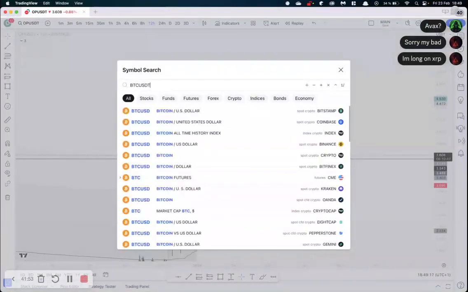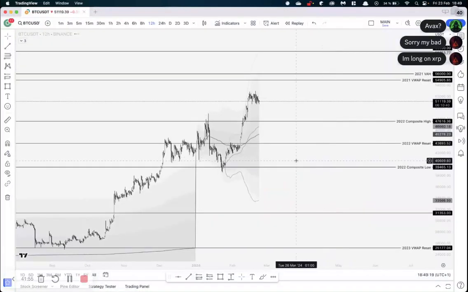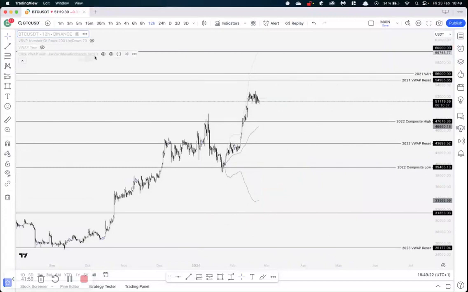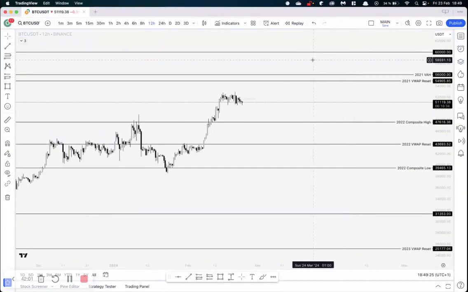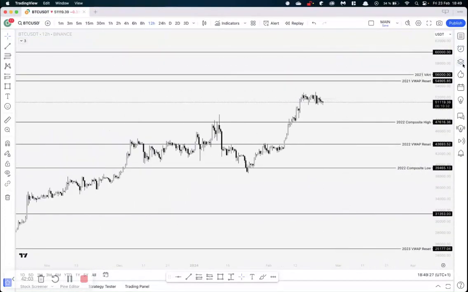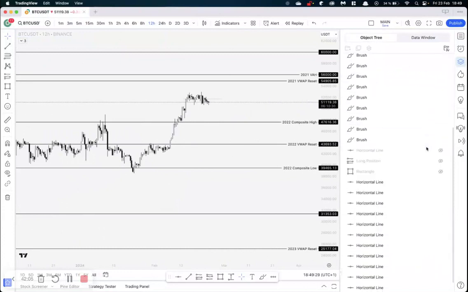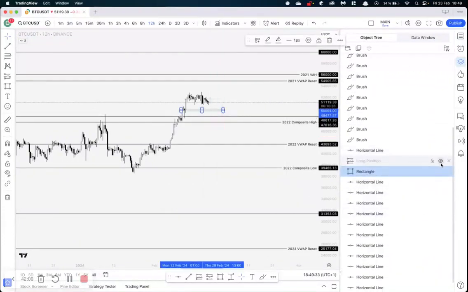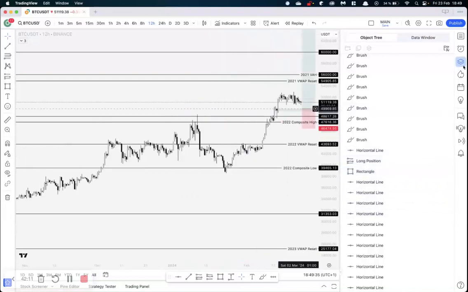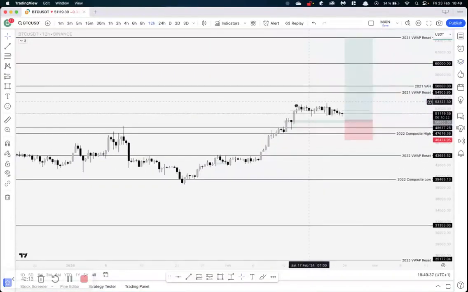General view on BTC, yeah. So BTC currently, I'm mega bullish. I have a long setup. Turn on the long here. So here's my approximate long setup on BTC.